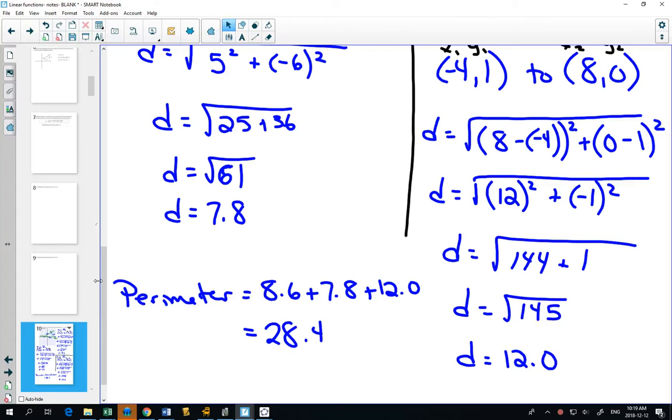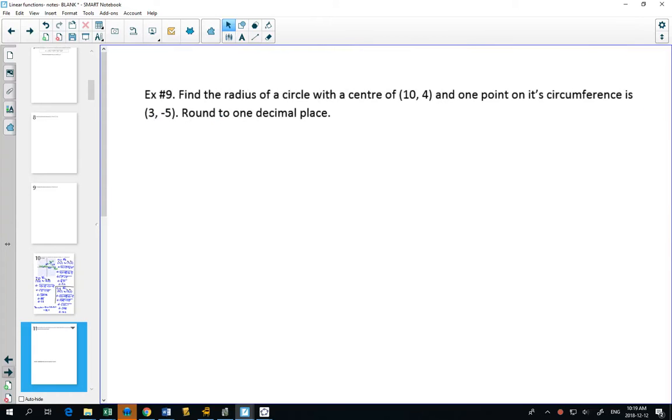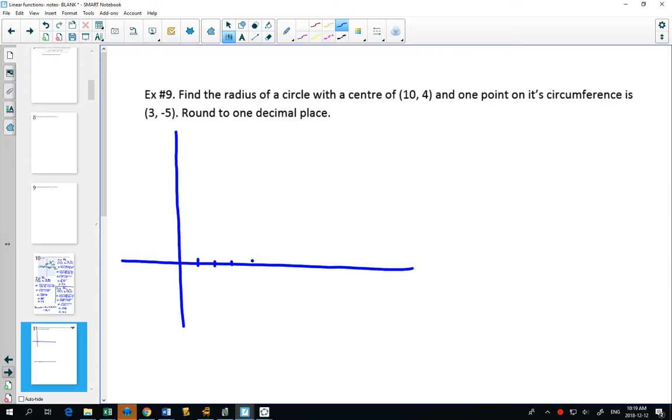So here is a more typical type of question that could be asked to see if you can apply the distance formula. Find the radius of a circle with center at 10, 4. So if I draw a picture, there's my center, 10, 4. And the circumference, one point on the circumference of this circle is 3, -5.